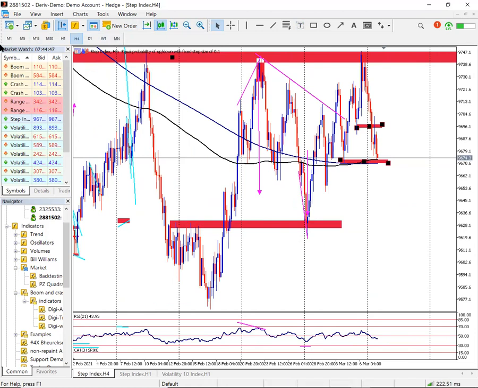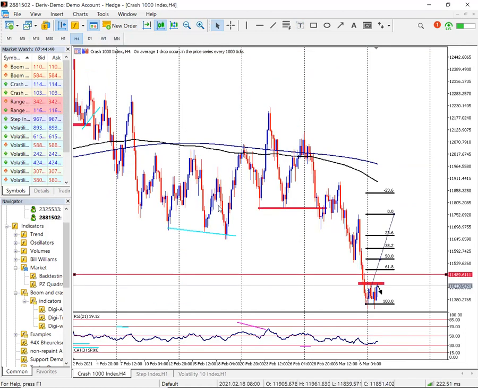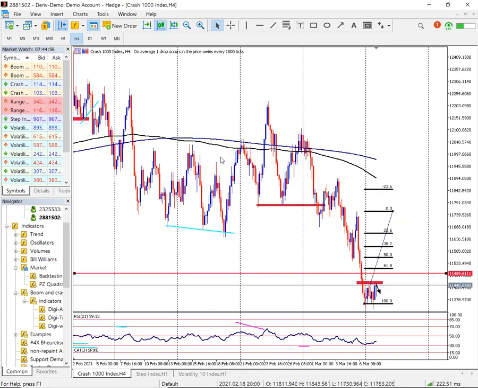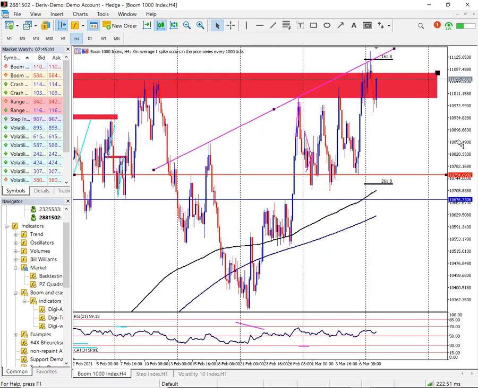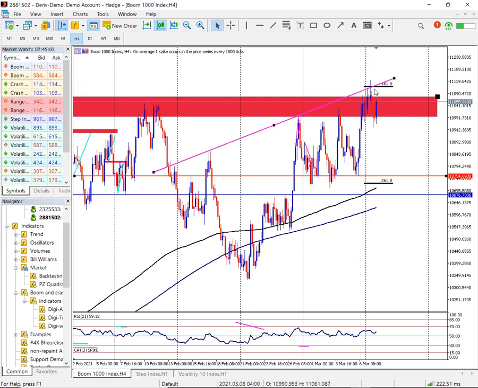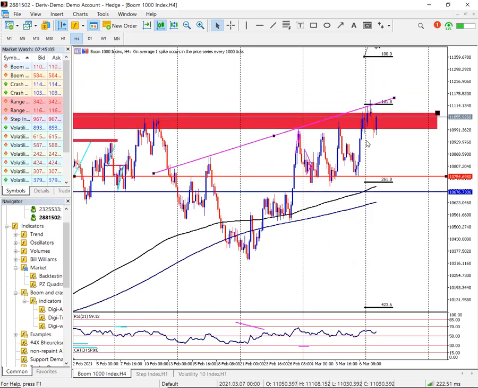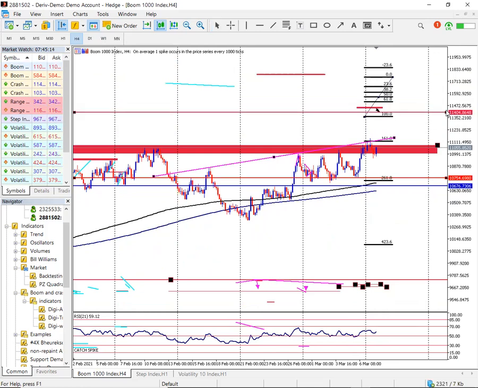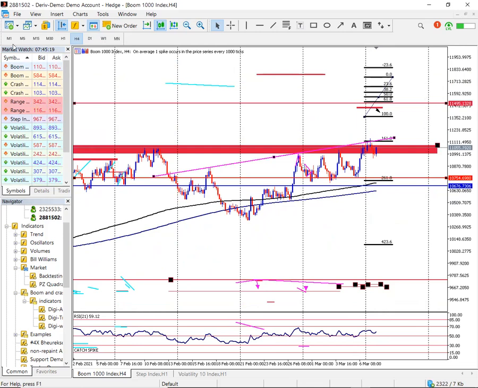Let's see if you have any questions. I'm still watching my Boom 1000, to see what will happen because of the day. I'll still wait. I don't like buying spikes, so I'll wait for it to break my trend line and continue up to my red line here. Then I'll consider a sell.